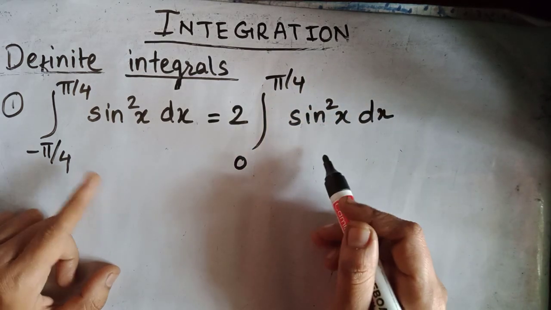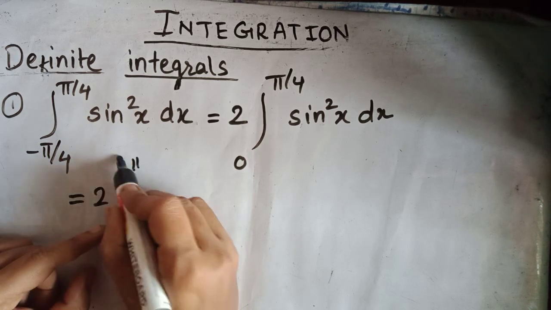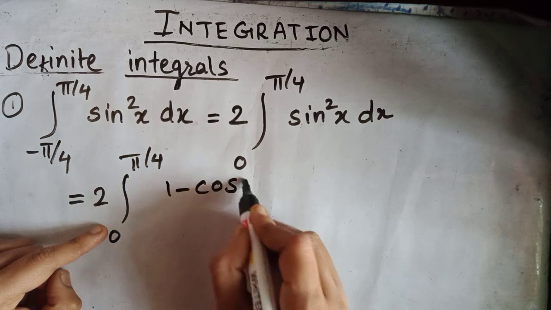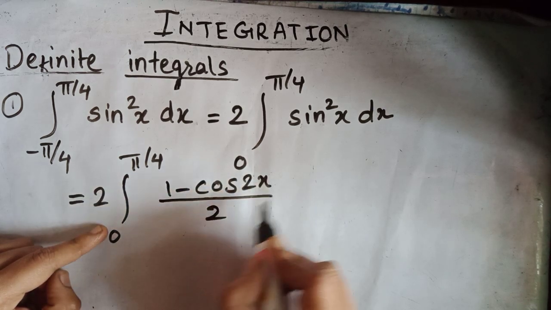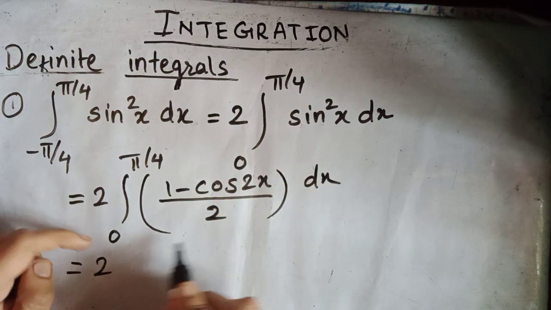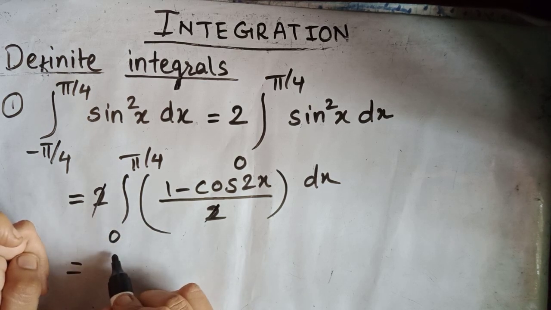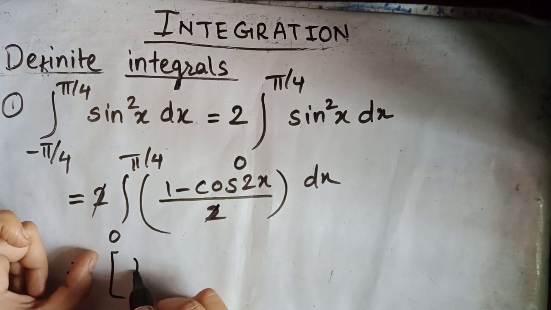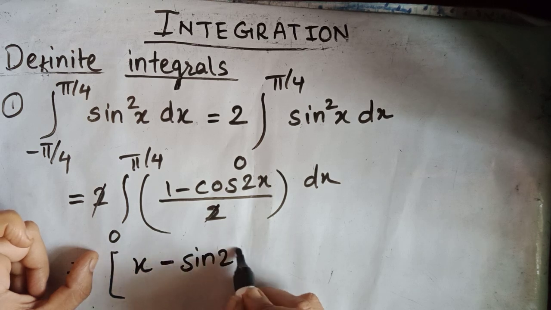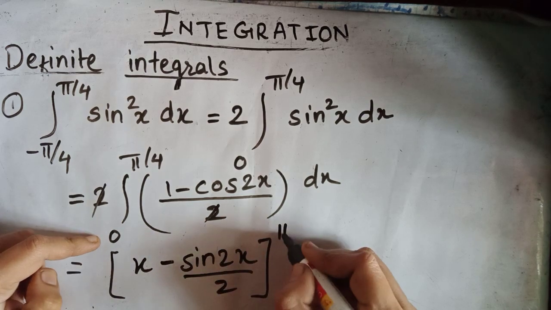Now use the trigonometric identities. So 0 to pi by 4 sine square x, you can write as 1 minus cos 2x upon 2 dx. Now you can integrate. So 2 and 2 get cancelled. Integration of 1 is x, integration of cos 2x is sine 2x upon 2. Your limit is from 0 to pi by 4.